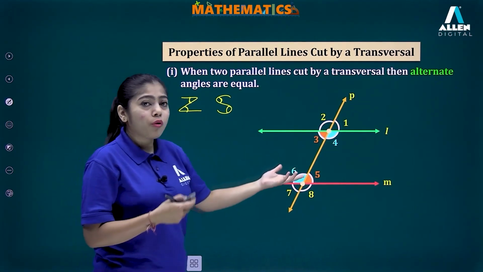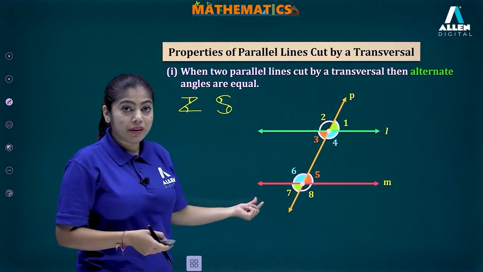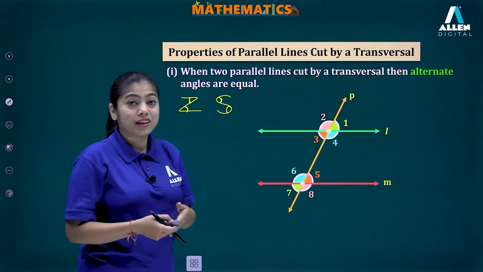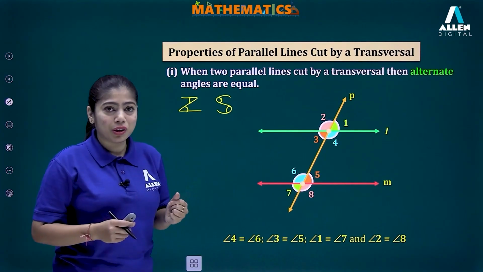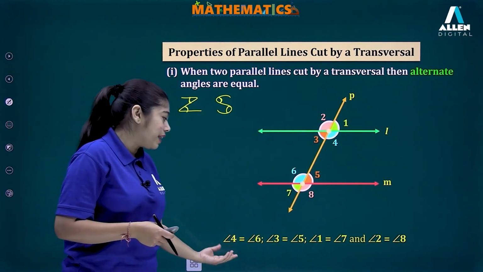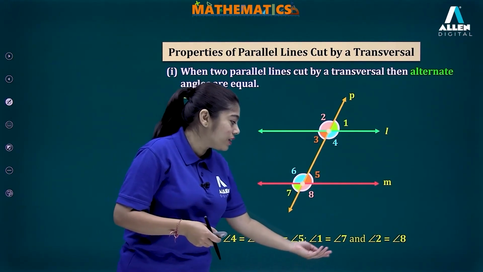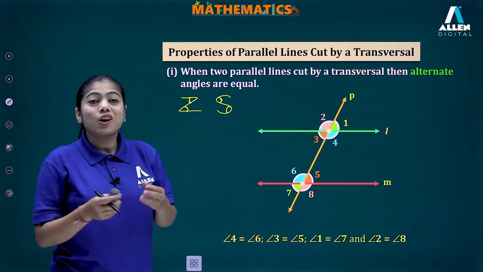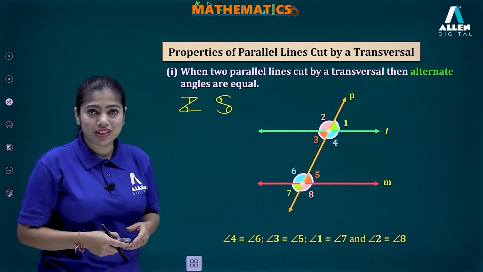One or two more pairs are there. What are they? Angle 1 will be paired with angle number 7. They are alternate angles. And angle number 2 will be paired with angle number 8. They are alternate angles. And also alternate angles are equal to each other. So here you can see angle 4 equals angle 6, angle 3 equals angle 5, angle 1 equals angle 7, and angle 2 equals angle 8. So this is alternate angles, the first property related to parallel lines and transversal.